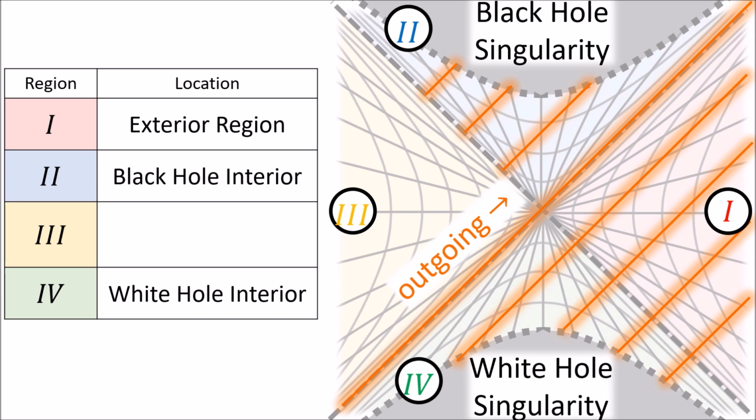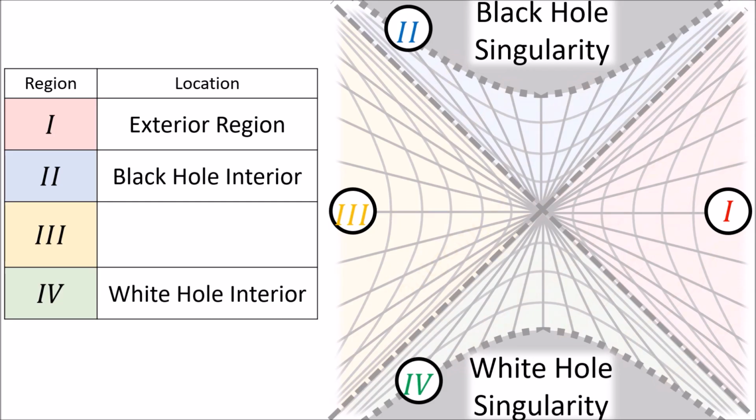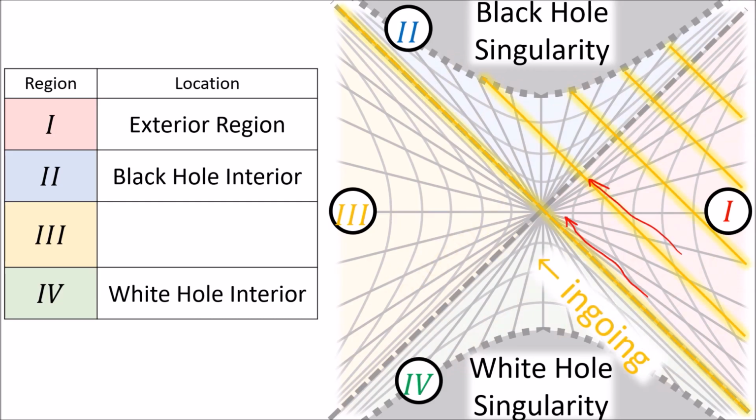For the white hole below, it's the opposite. Any beam of light released inside region 4 can exit the white hole event horizon, which is the diagonal line between regions 1 and 4. But ingoing light beams from region 1 can never get back inside region 4.